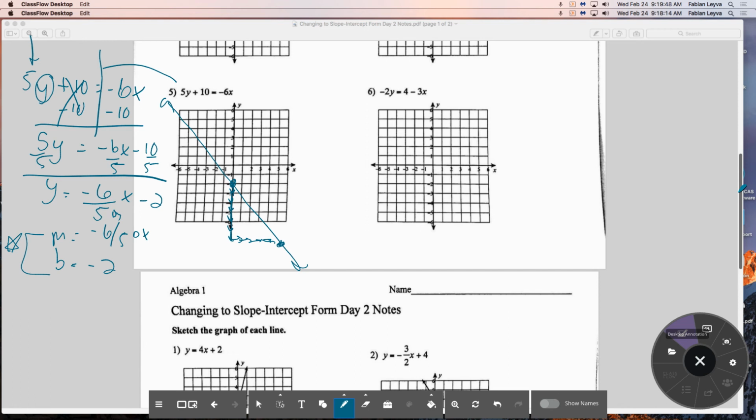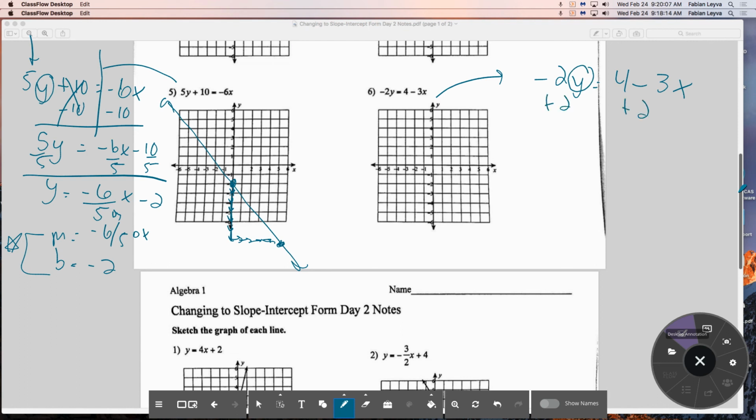All right, so let me make sure to double check. We have our last one. I'm going to write it over here. Negative 2y is equal to 4 minus 3x. Now, the biggest mistake I see students do is they learn how to do things so mechanically that they get used to doing the wrong step. For instance, I'm solving for y, I see a negative 2, so I'm going to add 2 to both sides.